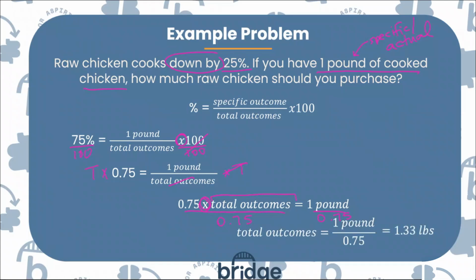This should make sense. If raw chicken cooks down by 25% and you specifically and actually are left over 1 pound, you must have bought more than that. You must have bought 1.33 pounds. And you can always check this. Your 1 pound is your specific outcome divided by your total outcomes of 1.33 pounds. And if you plug this into your calculator, you'll be left with 75%.